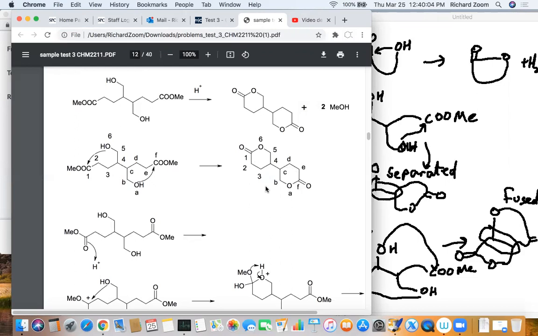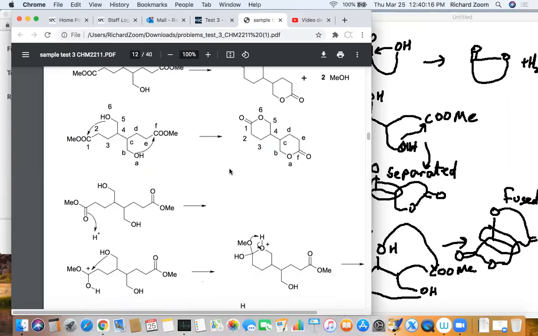Does anybody have any questions about that part? Do you have to number them? No, you don't. I'm just doing this for kicks, just to give you an idea about how you can tell how big the rings are going to be.